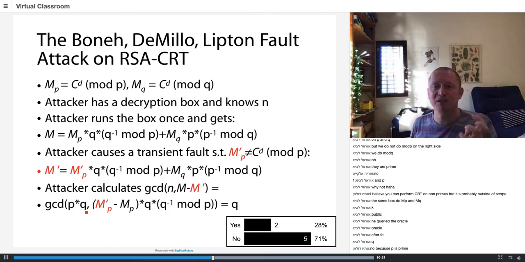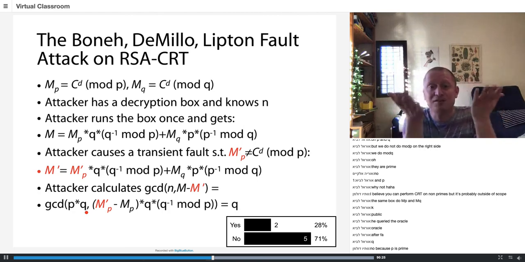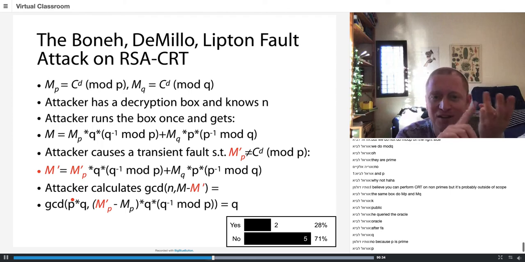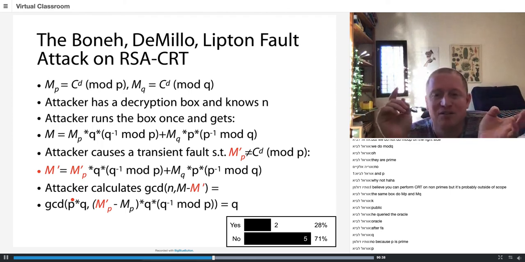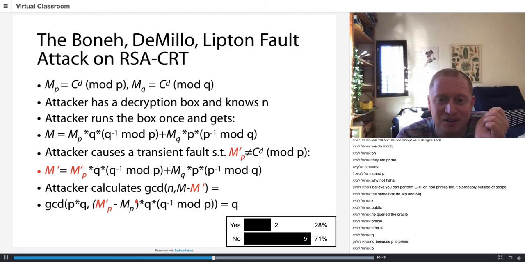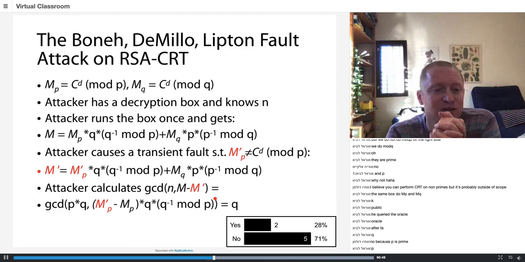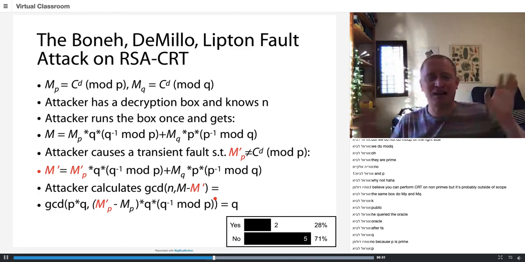And now the GCD algorithm can find out the greatest common divisor. So there are only 3 divisors of P times Q. It's 1, it's P, and it's Q. 1, P, and Q, they're the only divisors of P times Q. So this is something times Q, and this is something times Q. The answer is going to be Q. And this is how we found the key using a fault. Fantastic, fantastic result.